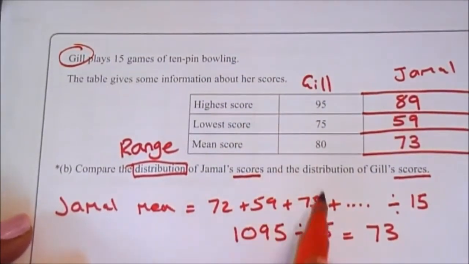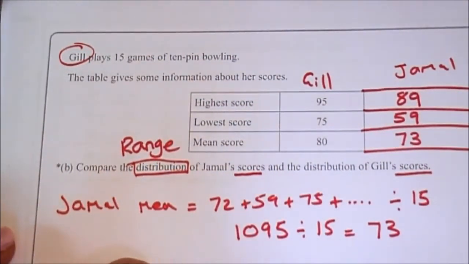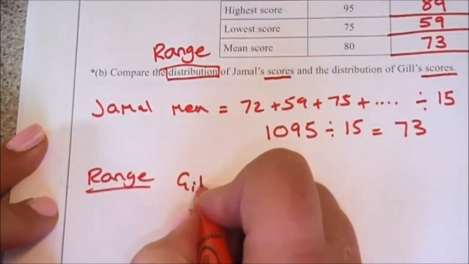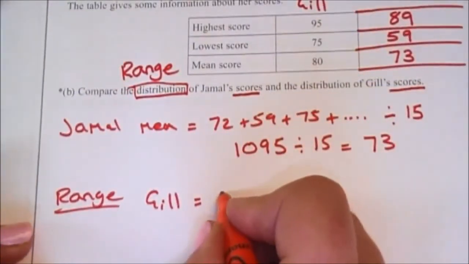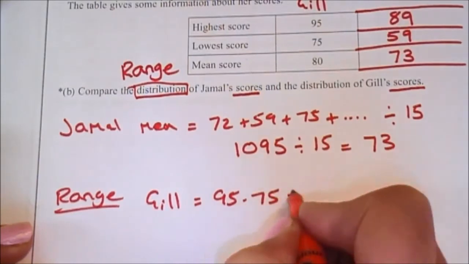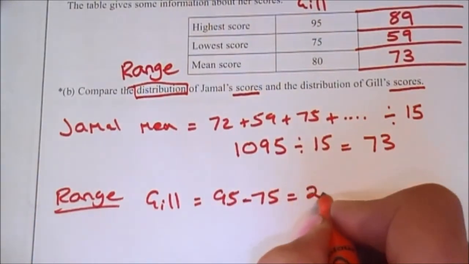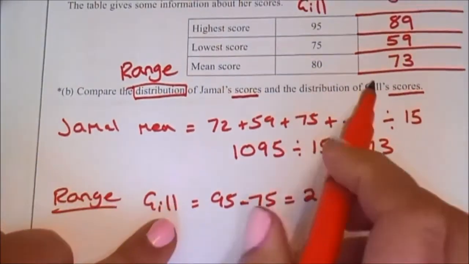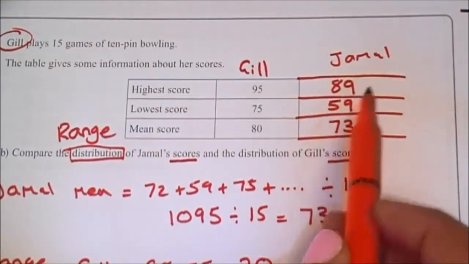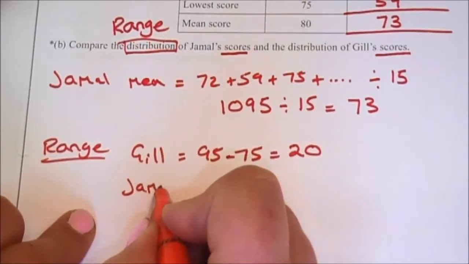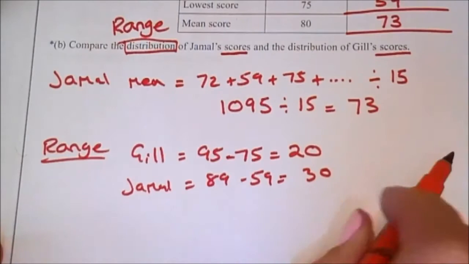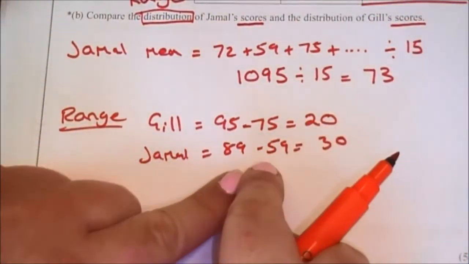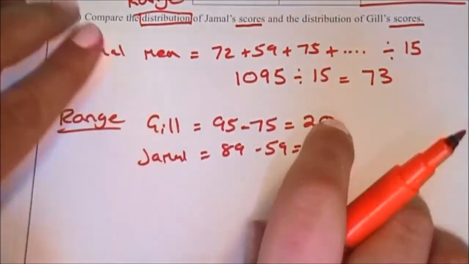So I'm going to just pop down here, range, and I'm going to do the range for Jill, which is 95 take away 75. So Jill's got a range of 20. And for Jamal, his range is 89 take away 59, which is 30. So Jill's got a range of 20, Jamal's got a range of 30.